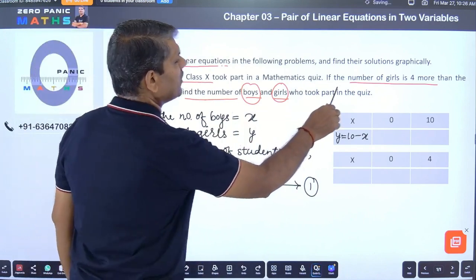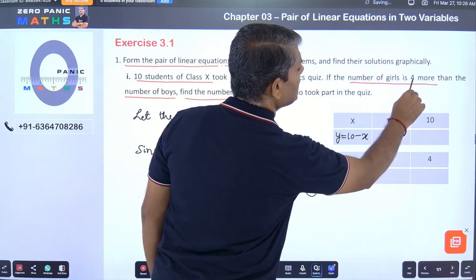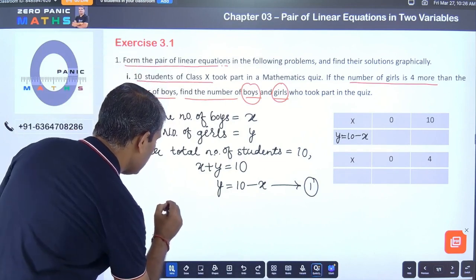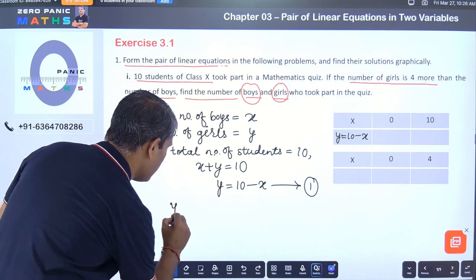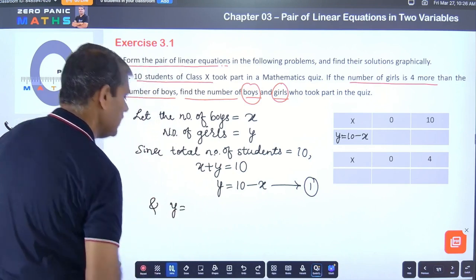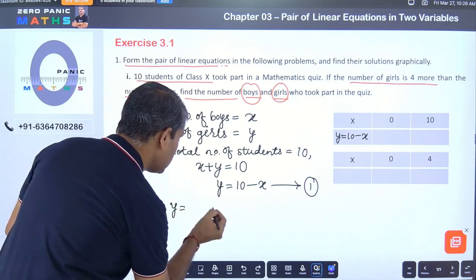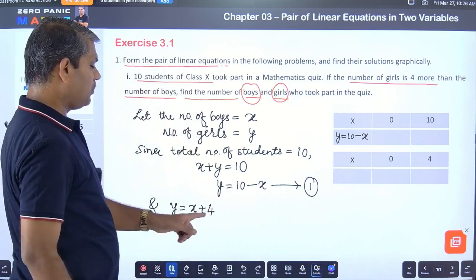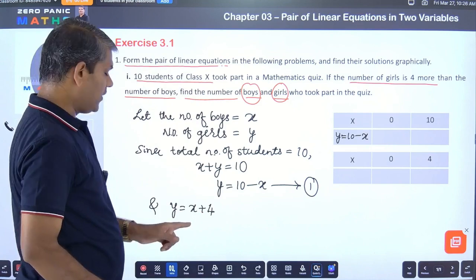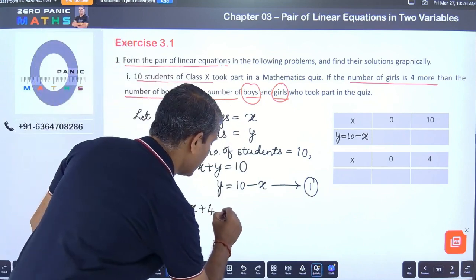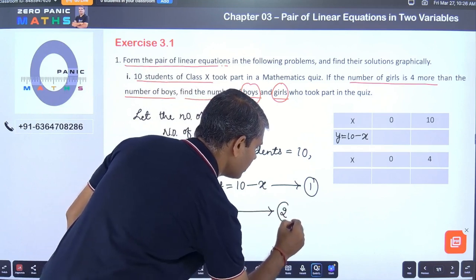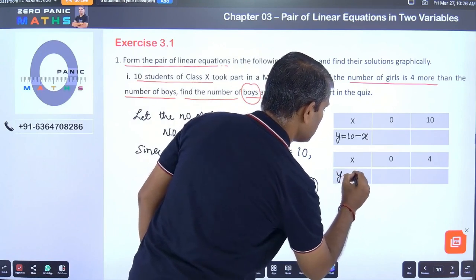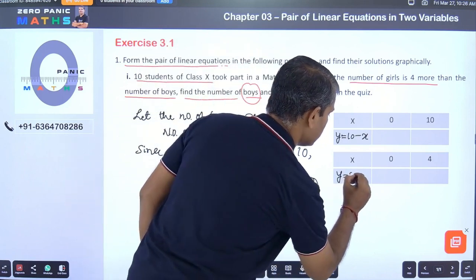What is the second part? Second part, number of girls is 4 more than the number of boys. So the number of girls is 4 more than the number of boys. So I can say y is equal to x plus 4, where x is the number of boys. That is directly given in terms of x to y only. So my second equation to be plotted is y equals x plus 4.